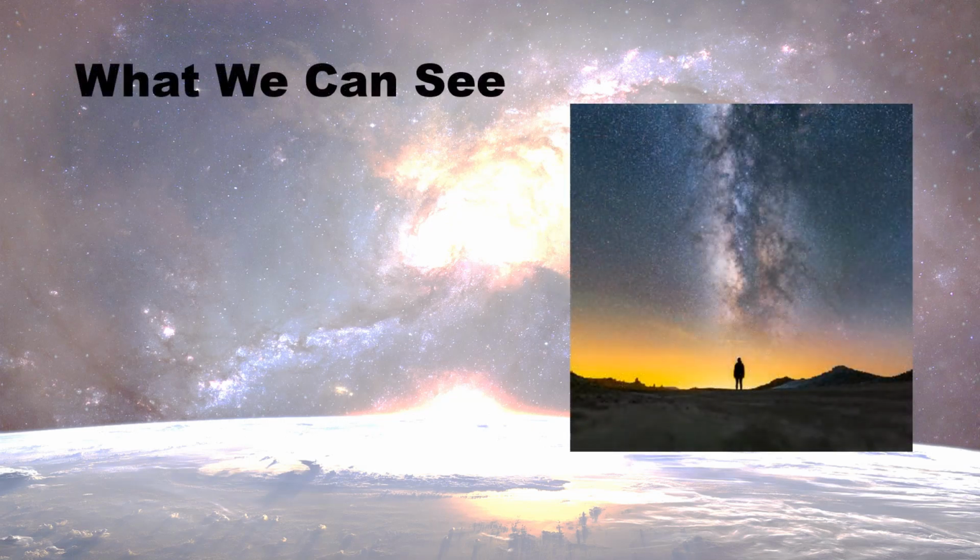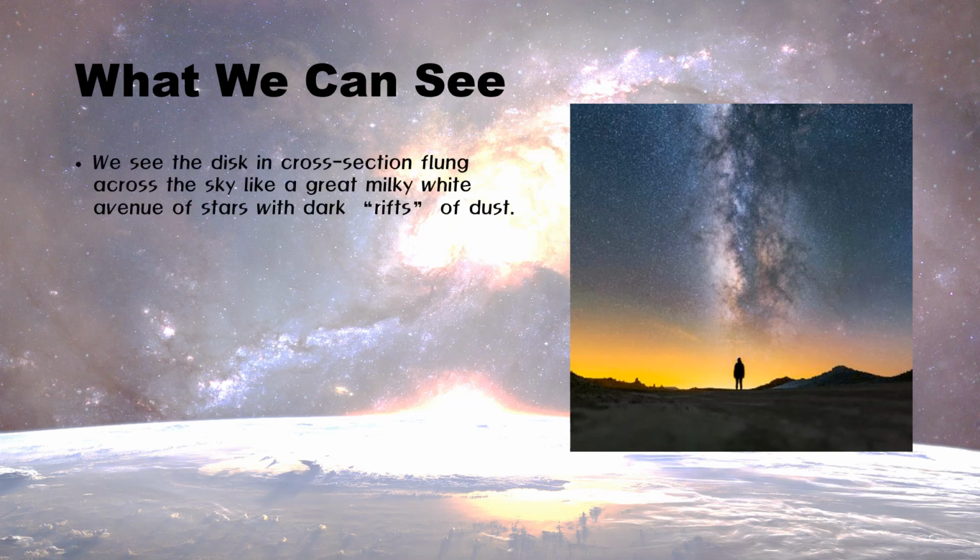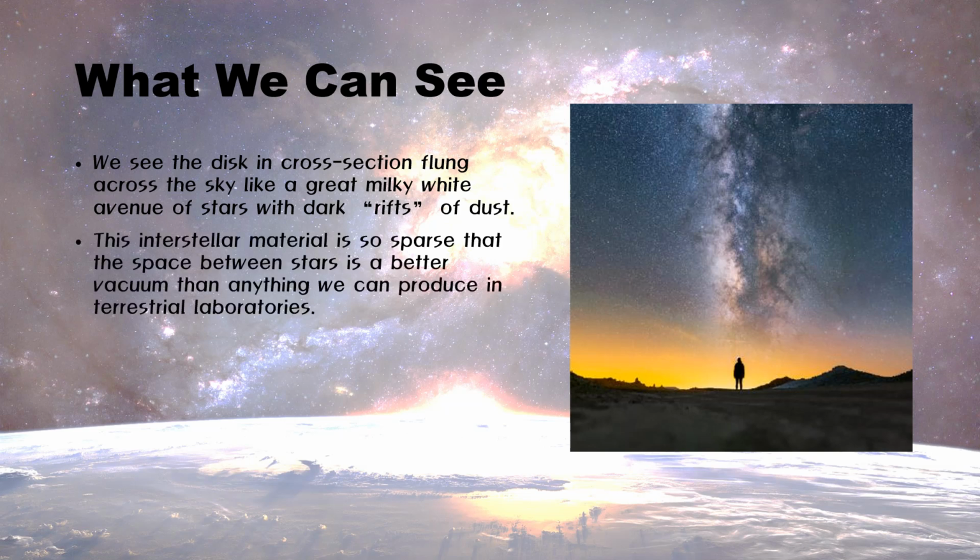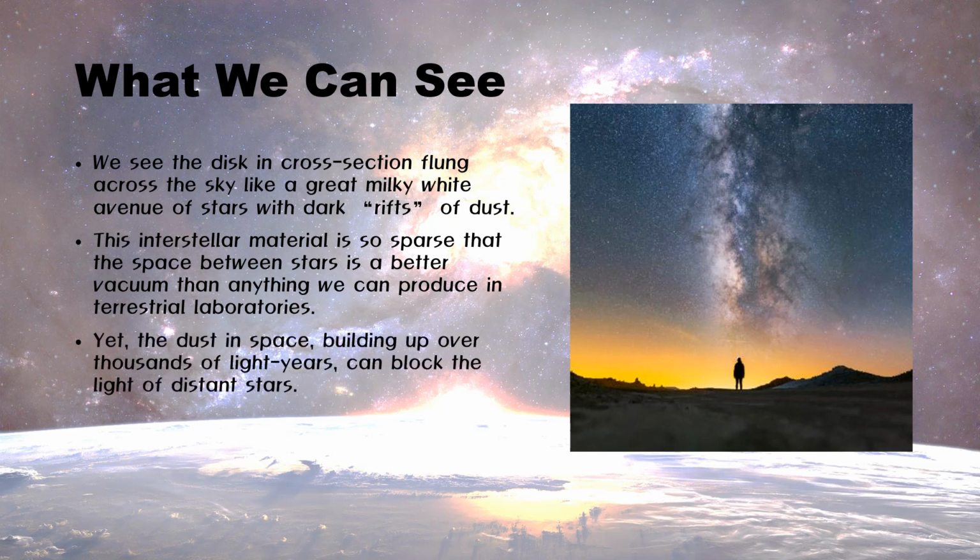Now, from our perspective on Earth, what can we actually see? Well, we can see the disk itself of the Milky Way. It's kind of a cross-section, and a lot of times we see it flung across like a great white milky avenue of stars with dark rifts of dust, as we see here in this picture. This interstellar material that might look really close and dense here is actually so sparse that the vacuum in between stars is a better vacuum, technically, than anything we could produce in a terrestrial laboratory.